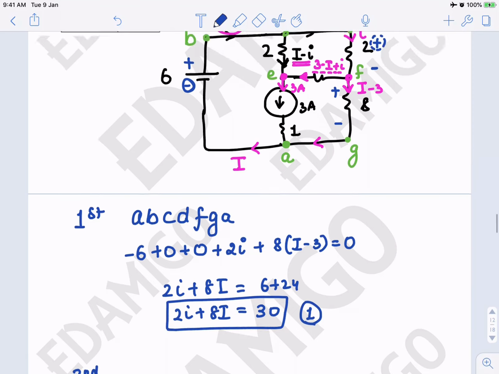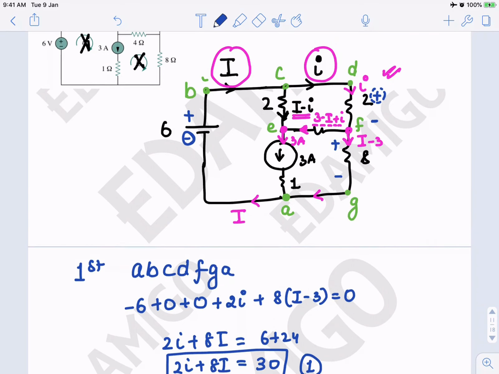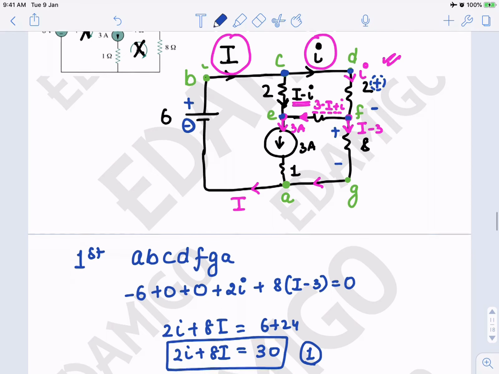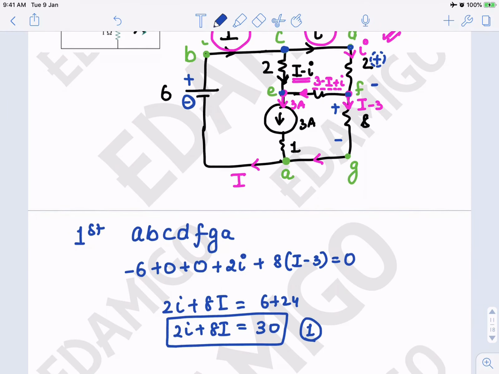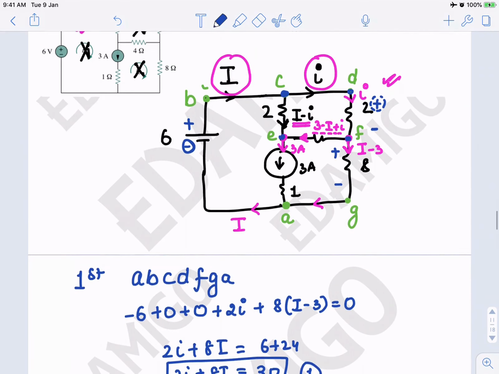Now for the second loop, let us find the smallest loop we can get. The only loop left is C, D, F, E. So we'll solve it. Let us copy the figure.